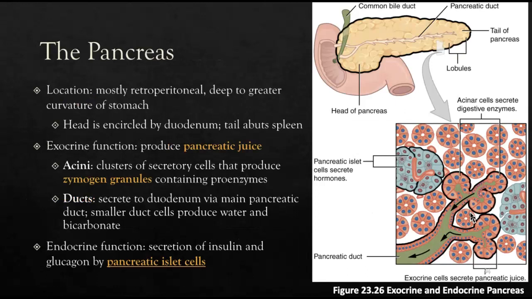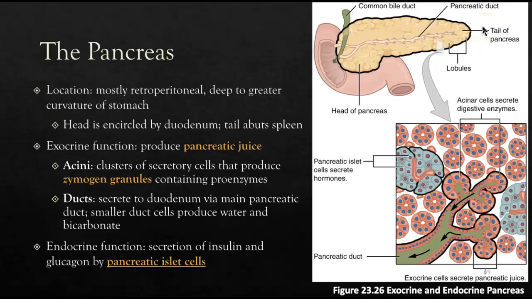Now let's talk about the pancreas. This is found mostly retroperitoneal and is deep to the greater curvature of the stomach. In this illustration, the stomach has been removed so you can see the full scale of the pancreas. We know that the head of the pancreas is cradled by the duodenum, and the tail is going to point over to the spleen in the upper left quadrant of the abdomen.